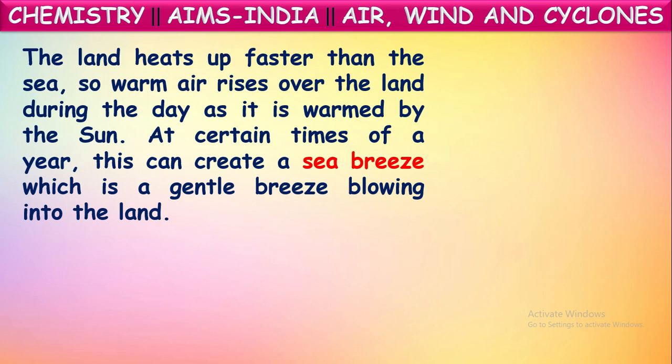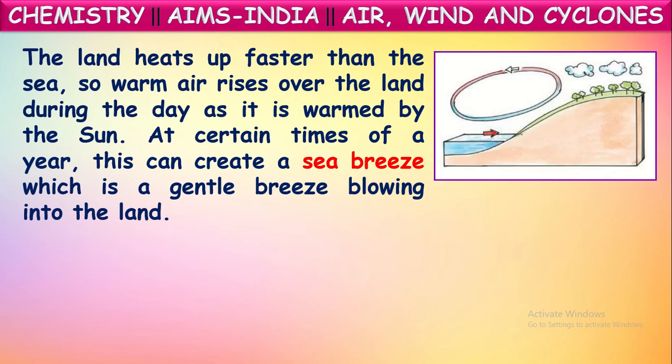The land heats up faster than the sea, isn't it? So warm air rises up over the land during the day as it is warmed by the sun. So suppose this is sea and this is land. We know land heats up faster than the water. So in the daytime what happens? This land becomes hotter. The air on this land becomes warmer and rises up in this way. At certain times of year, this can create a sea breeze.